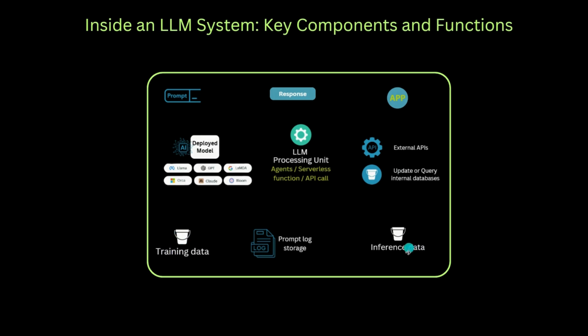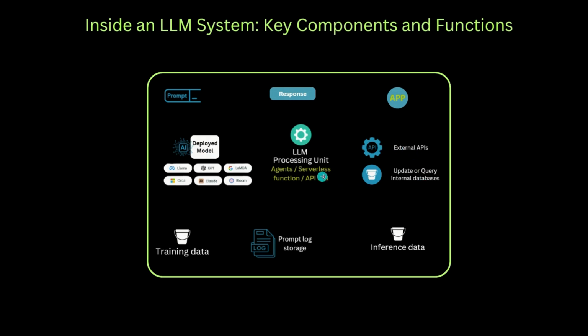Inference data is the data that is generated during live interaction between users and models. For example, if ChatGPT is fine-tuning its responses based on previous chat history, then that is inference data that it is using. It is the live interaction that is going on in the chat between the AI model and the user.